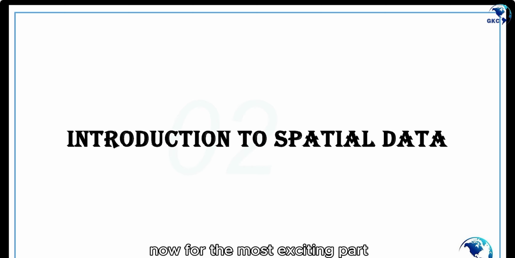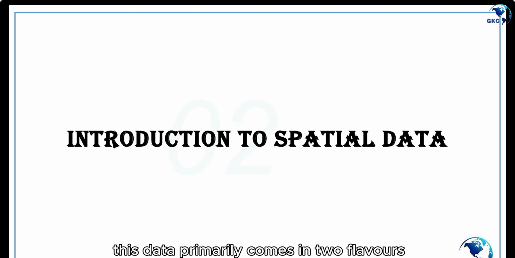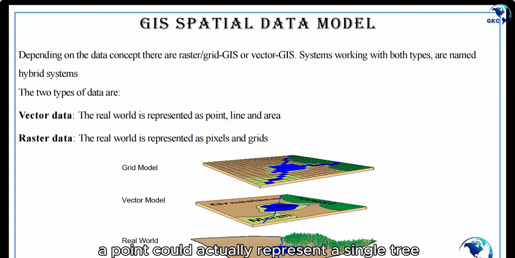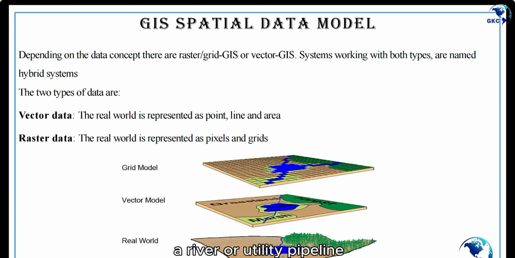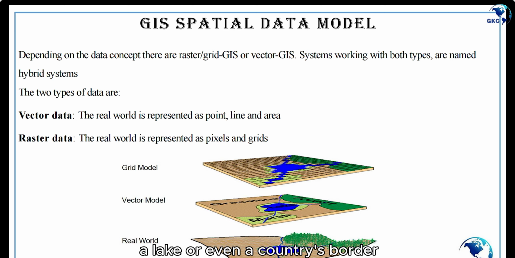Now, for the most exciting part, the data. In GIS, we work with spatial data, which represents features on the Earth's surface. This data primarily comes in 2 flavors, vector and raster. First, vector data. Vector data uses points, lines, and polygons to represent discrete, distinct features. A point could represent a single tree, a fire hydrant, or a customer's address, while a line could represent a road, a river, or a utility pipeline. A polygon could represent an area like a park boundary, a lake, or even a country's border.